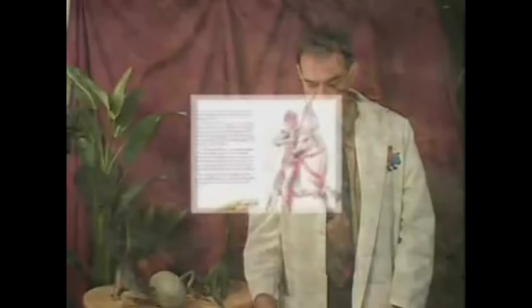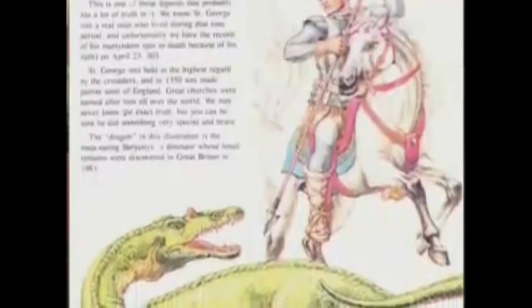George of England, that in the year 300 killed a dragon.